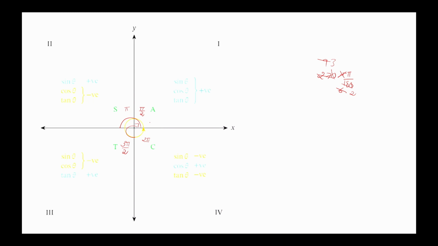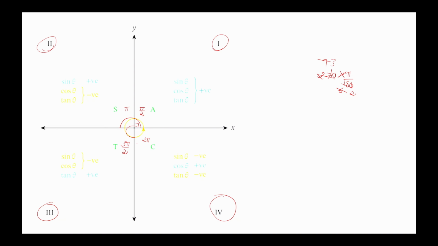Now, whenever we talk about trigonometric functions, sine, cos, tan, all these values can be positive or negative depending on the quadrant they are in. Now this is my first quadrant, this is my second quadrant, this is my third quadrant, this is my fourth quadrant. Now there are a few things that you must remember.